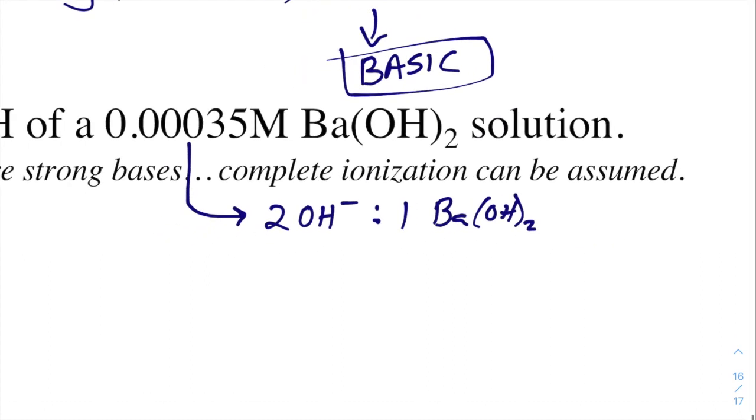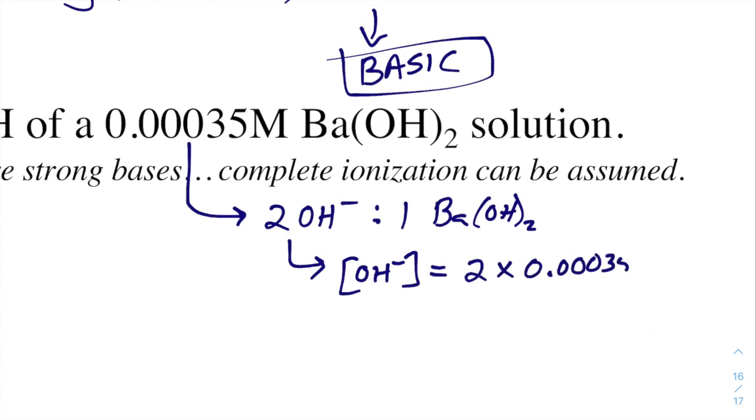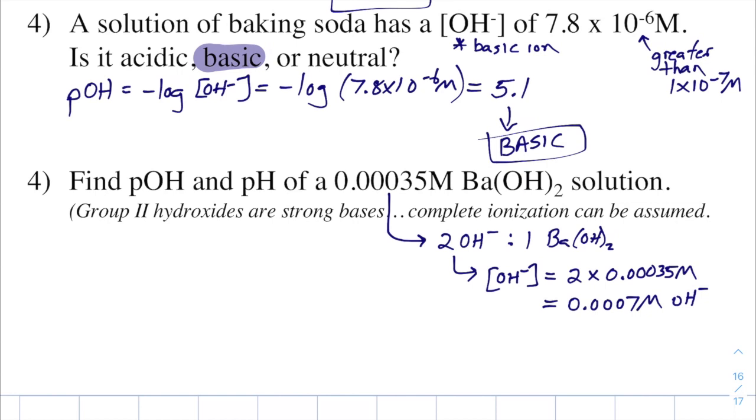What that means then is that the OH minus concentration in the solution is not going to be 0.00035. It's going to be 2 times 0.00035, or 0.0007 molar. With that in mind, we can answer the two questions: find the pOH and find the pH.